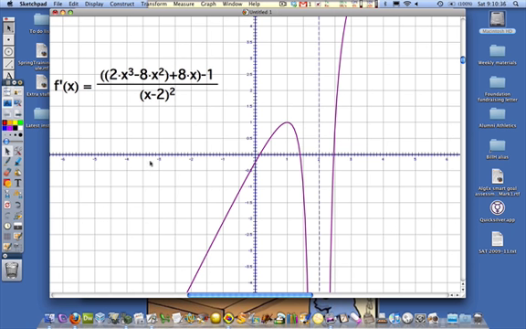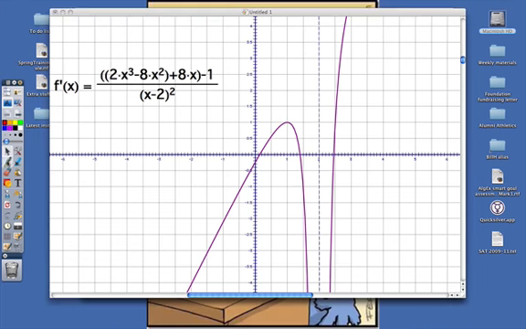Okay, now here I have a derivative. This is a derivative function, and I've graphed it. In fact, let me write it out here in function speak instead of computer speak, so it's a little easier to see: 2x cubed minus 8x squared plus 8x minus 1, all over (x minus 2) squared. So there's our derivative. That's f prime. And here's the graph of that derivative right here.